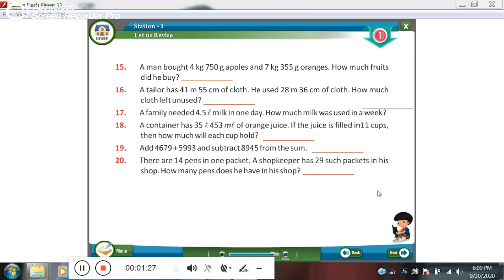There are 14 pence in one packet. A shopkeeper has 29 such packets in his shop. How many pence does he have in his shop?